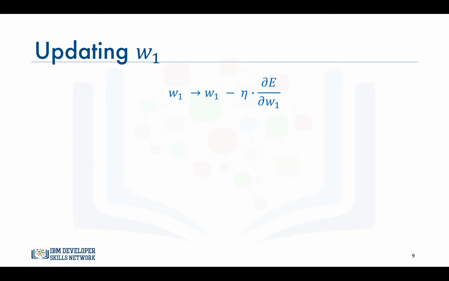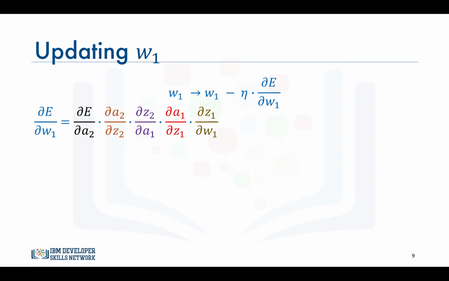Then the derivative of the error with respect to W1 would simply be the product of these individual derivatives, like so. The derivative of E with respect to A2 is minus (t minus A2). The derivative of A2 with respect to Z2 is A2 times (1 minus A2). And the derivative of Z2 with respect to A1 is W2. And the derivative of A1 with respect to Z1 is A1 times (1 minus A1). And the derivative of Z1 with respect to W1 is the input x1.